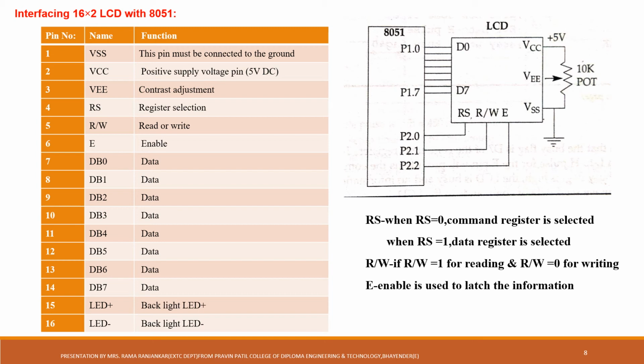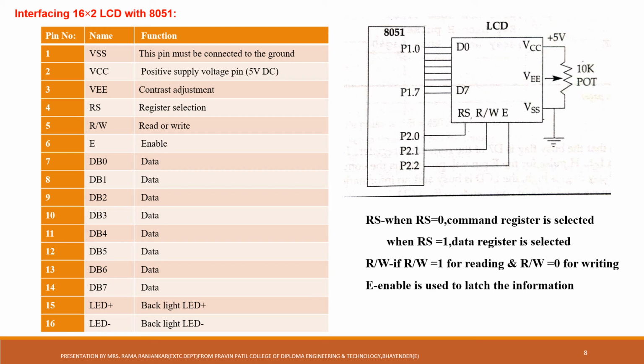Now LCD has 3 important pins: register select, read write, and enable. Register select means LCD has 2 registers, the command register and the data register. When the RS pin status equals 0, the command register is selected. So different commands are selected, for example moving the cursor up and down, or blanking the screen. Such types of commands are selected if RS equals 0. When RS equals 1, the data register is selected. In that case, data is going to be displayed on the screen.